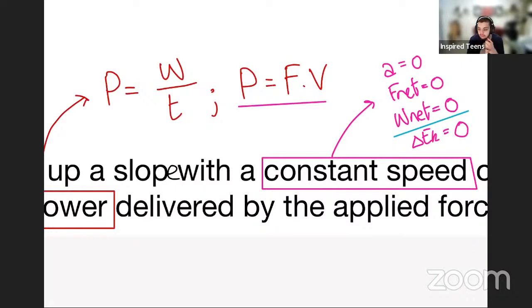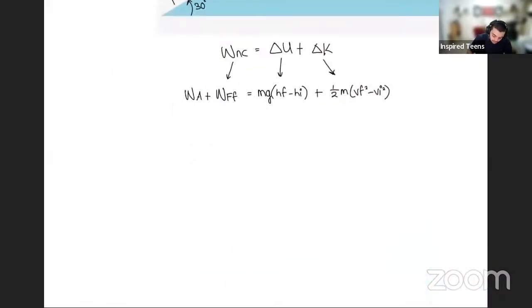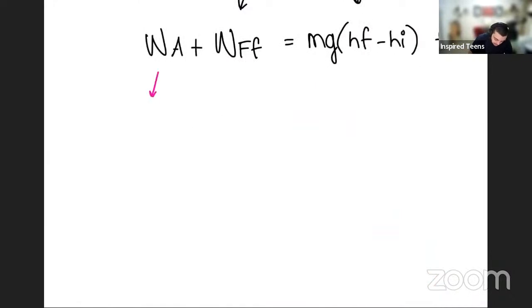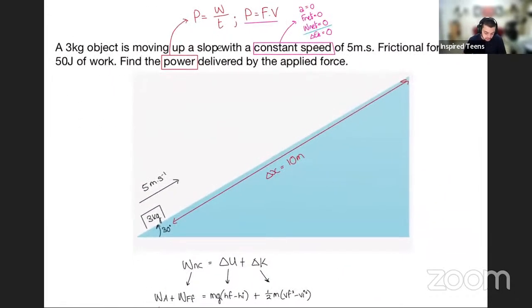Now, velocity we have, remember, it was 5 meters per second constant velocity. And the applied force, we can calculate that because, remember, we can open up this work term as F applied times delta x times cosine theta. So there is our applied force as a variable in our equation. Just keep that in mind.